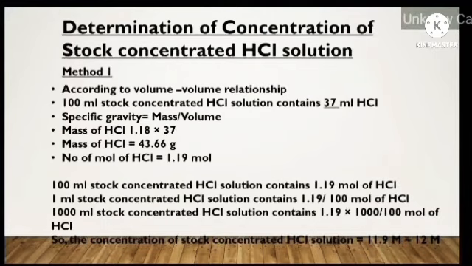Determination of concentration of stock concentrated HCl solution by using the volume relationship, that is, 100 ml stock concentrated HCl solution contains 37 ml HCl. Now using the formula of specific gravity, which equals mass per volume, we get the number of moles of HCl as 1.19 mole. By applying the unitary method, we get the molar concentration of HCl, that is 12 molar.